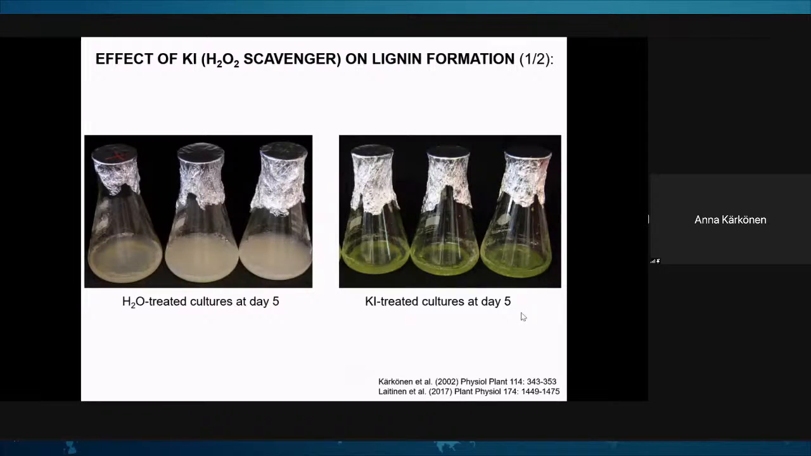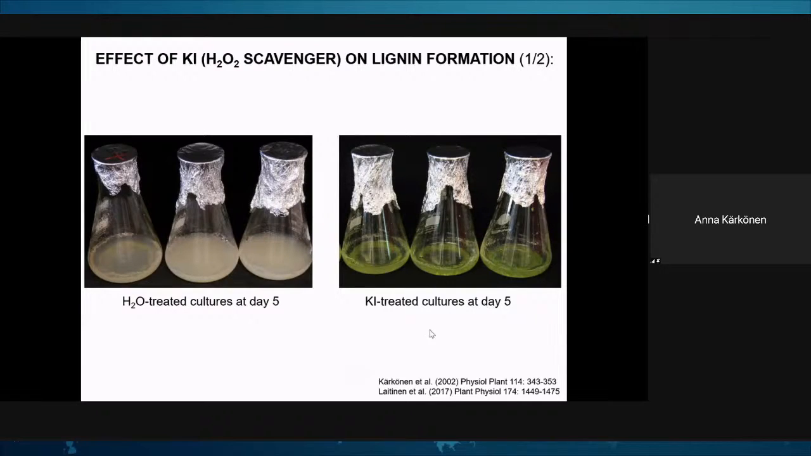So our question was whether it's a peroxidase or laccase that activates monolignols for lignin biosynthesis. So we decided to scavenge the oxidant, hydrogen peroxide in this case. And by testing different agents to scavenge hydrogen peroxide, we found out that potassium iodide is the most effective.